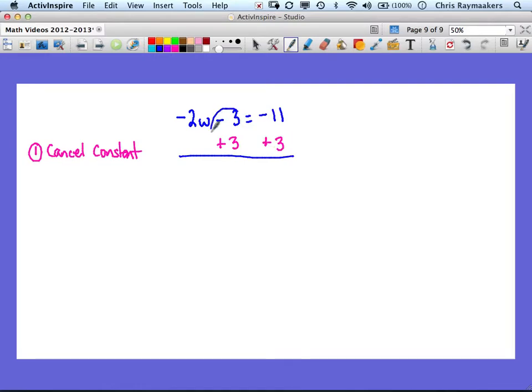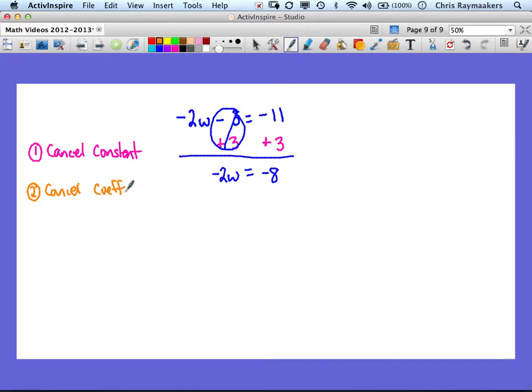The negative 3 and the positive 3 are going to cancel out, leaving me with negative 2w on the left, and on the right, negative 11 plus 3 is negative 8. Now the second part of solving the equation is to cancel the coefficient.